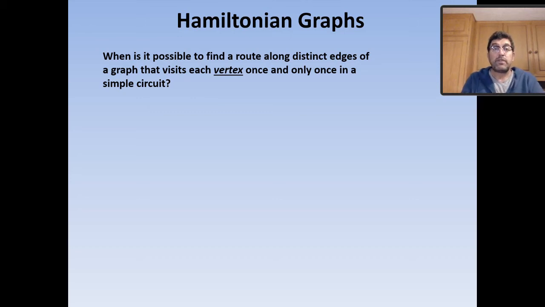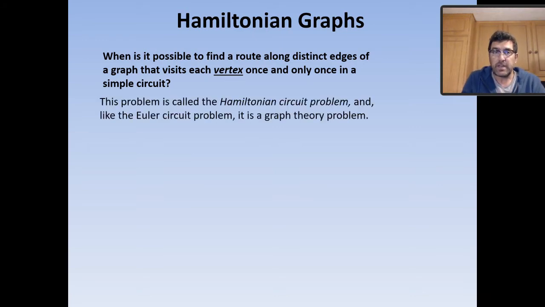This session will focus on Hamiltonian graphs. Okay, so when it is possible to find a route along distinct edges of a graph that visits every vertex once and once only, then you have a simple circuit. Okay, so that is if it visits every vertex on the graph only. This problem is called a Hamiltonian circuit problem, and like Euler, it's also a problem of graph theory.